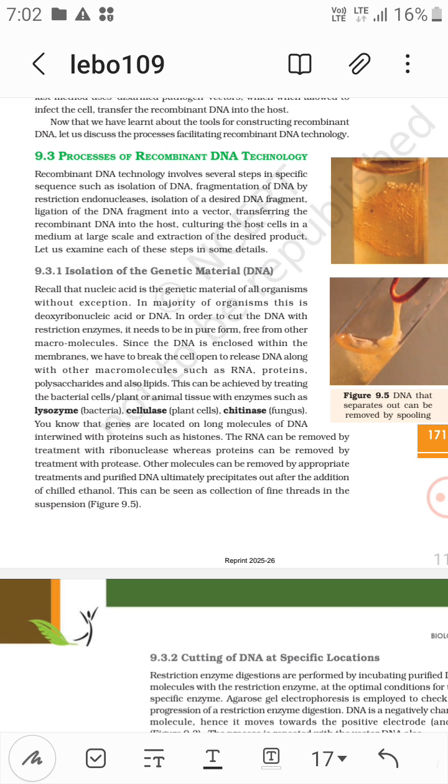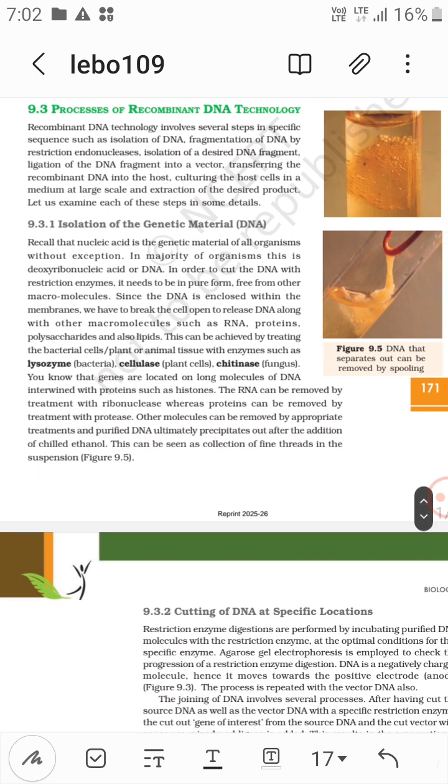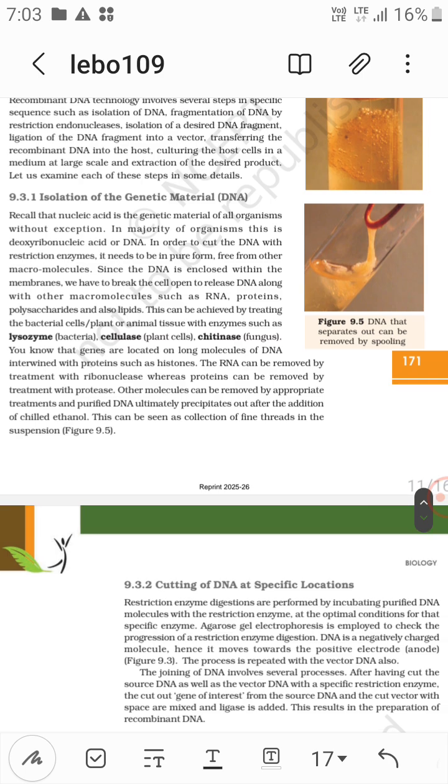You know that genes are located on long molecules of DNA intertwined with proteins such as histones. The RNA can be removed by treatment with ribonuclease, whereas proteins can be removed by treatment with protease. Other molecules can be removed by appropriate treatments and purified. DNA ultimately precipitates out after the addition of chilled ethanol. This can be seen as a collection of fine threads.